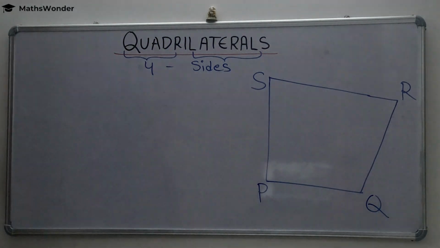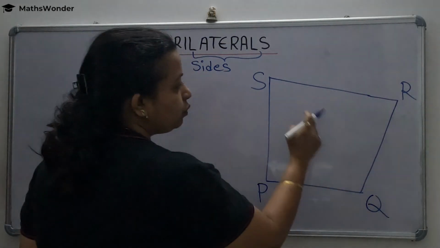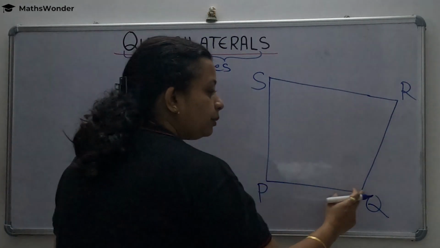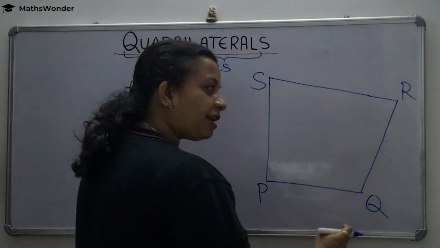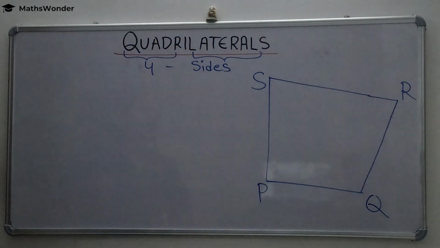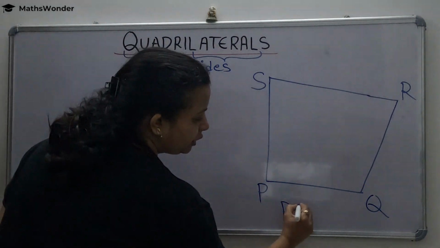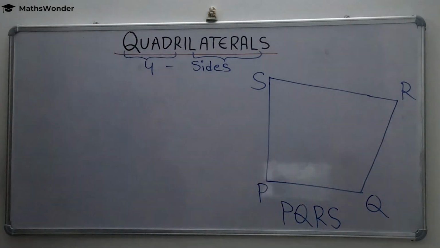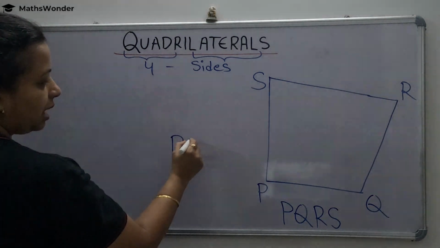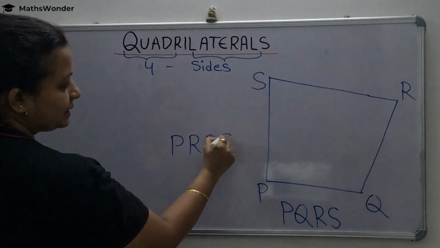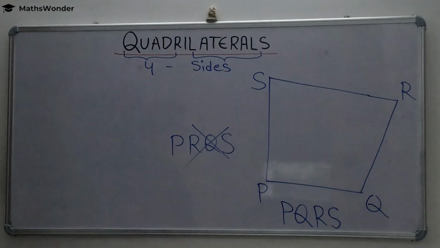So this quadrilateral cannot be named PRQS. When you put the naming in cyclic order, you will write it in cyclic order. So this quadrilateral, we can write as PQRS, like this. You can't write it PRQS. No, it's a wrong way. Always write it in a cyclic manner.